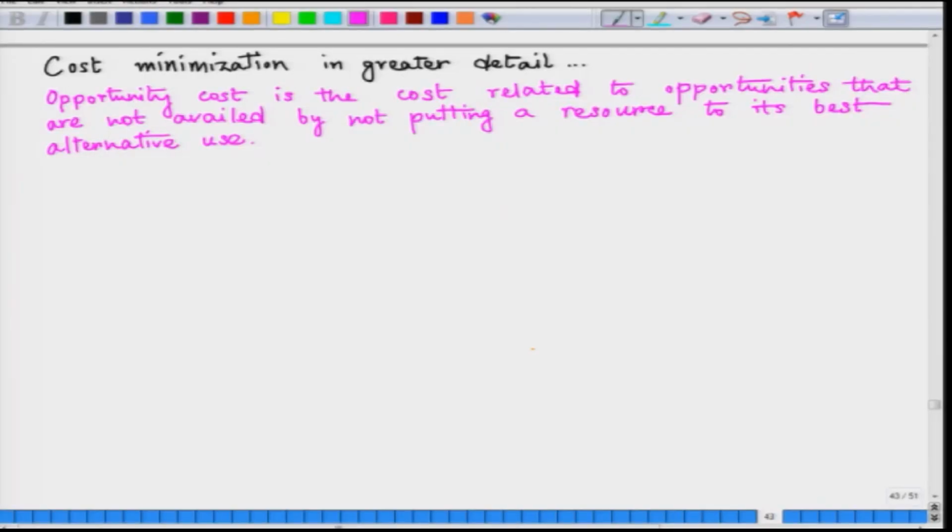So, we can write that economic cost of production is equal to the accounting cost, which is computed by the accountants, plus opportunity cost, which is contributed by the economists.